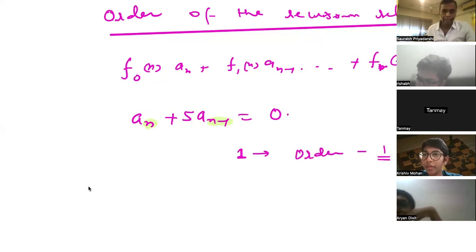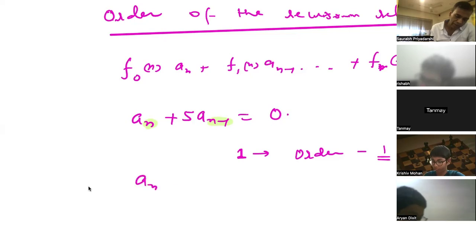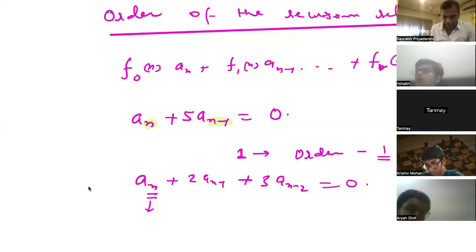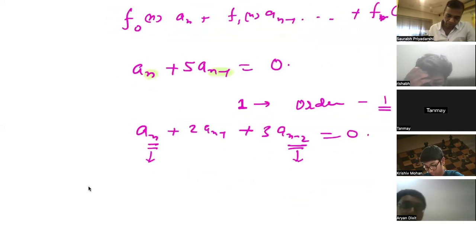Sir, if in place of n minus 1 there was n minus 3, then would the order be 3? Order will be 3. Right. So we have to see how this is written in this form. If I'm writing a_n plus 2 a_(n-1) minus 3 a_(n-2) is equal to 0, see, the maximum is n and the minimum is n minus 2. So the difference in this case will be 2. So the order will be 2.